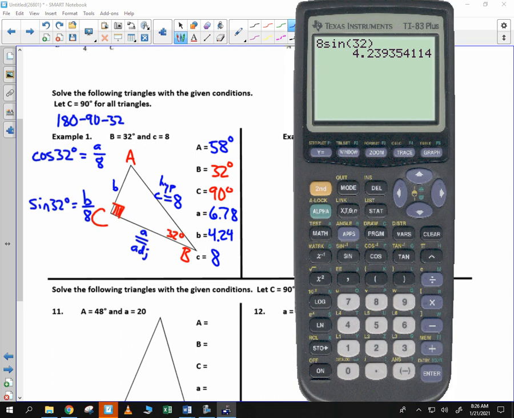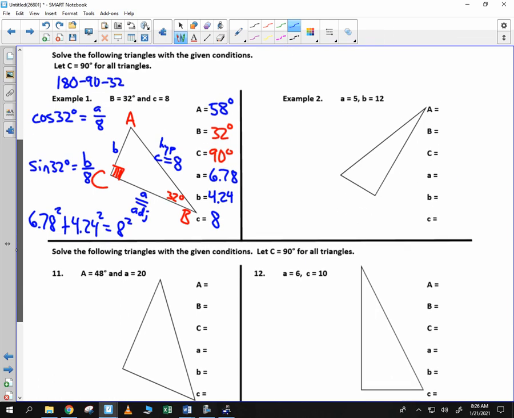Now, if you didn't want to set up 2 trigonometric functions in order to find A and B, you could have just found one and used the Pythagorean Theorem as well. If you notice, 6.78 squared plus 4.24 squared should be equal to 8 squared. It's a good way to check your answer, make sure that it works out. And sure enough, because we rounded, we didn't come out to exactly 64, but you're very close.